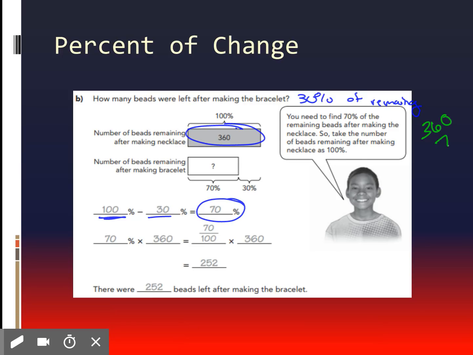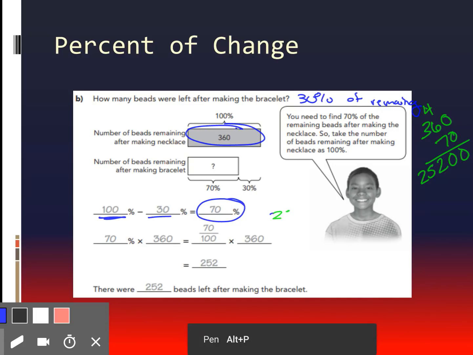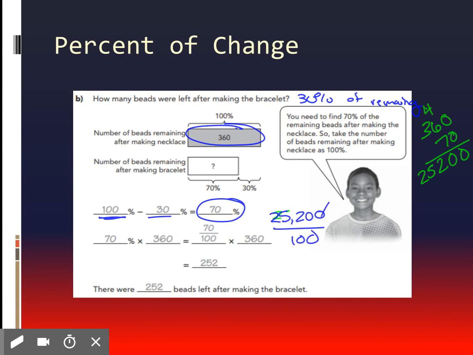360 times 70 will give us 7 times 6 is 42. 7 times 6, so we would get 25,200 over 100, and we'll cancel out the zeros, and you'll see that 70% equals 252 beads left. So this was a compound problem. You had to do multiple steps, but every time we're sticking to multiplication and division, no matter what.